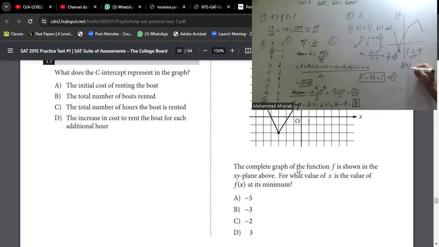We have to get the value of x where f(x) has the minimum value. So f(x) is minimum when the x value is -3. So f(-3) = -2, and the x value is -3. This is the answer of this question, part B. So B is the answer of question number 17.